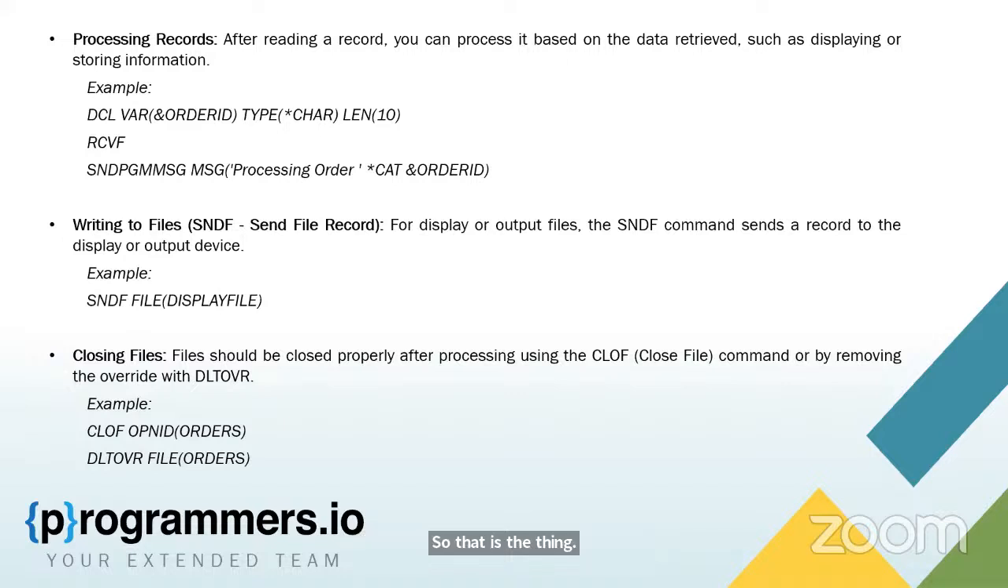Closing the file is the last operation on the file operation, in which we have to delete the override functionality and close the open file, so that if others want to open it, it will open without any issue.